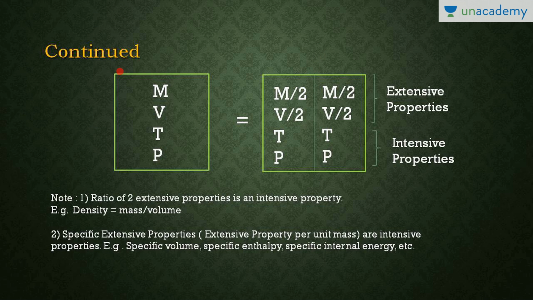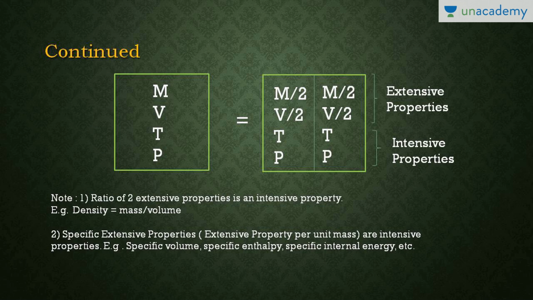For example, this is a room. Divide this room into two equal parts. This is part 1, this is part 2. The property which gets exactly halved is an extensive property, and the property whose value remains as it is is an intensive property, and the property whose value is exactly half is an extensive property.